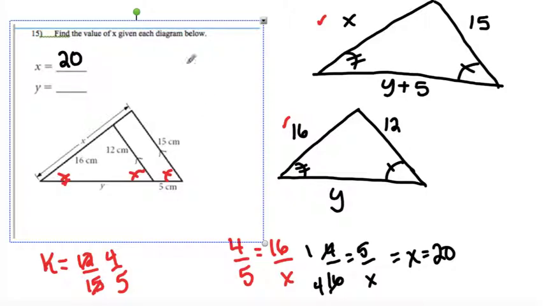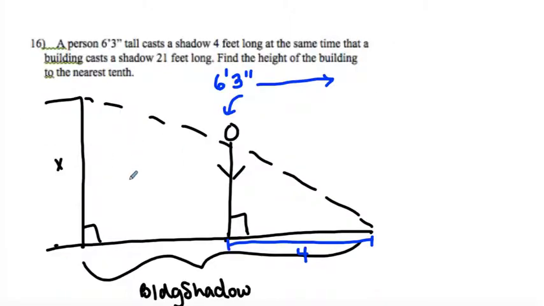And then on the last one, I did the same thing. I did 4 over 5 equals y over y plus 5, and I cross multiplied. You should have gotten a y of 20. So if you didn't get it, try it again. All right, last question. The only mistake a couple of you made was writing that as 6.3.